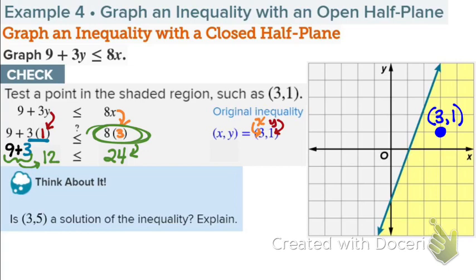12 is less than, or 12 is equal to 24. Are either of those statements true? Yes. Yes. Then that means that this whole thing is true, which means it should be shaded. Is that dot in the space that we shaded? Then we shaded the correct side. That's how we know for sure.